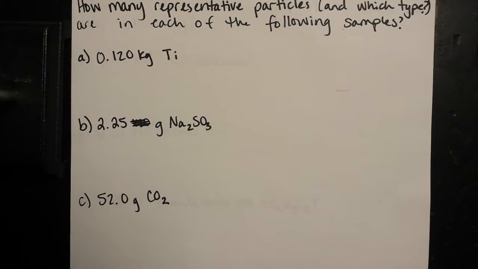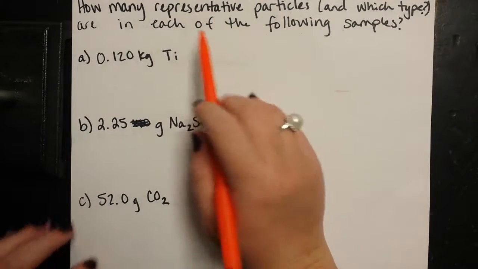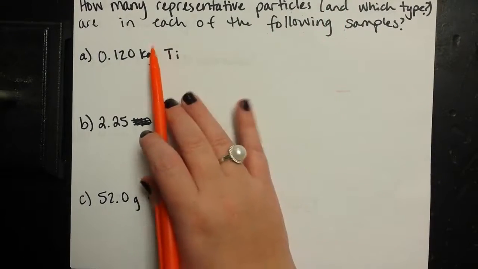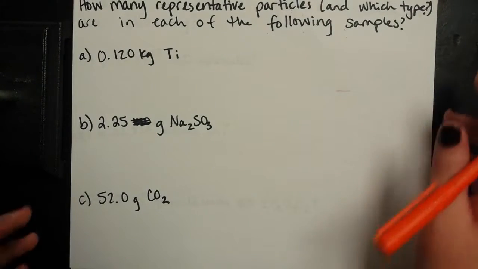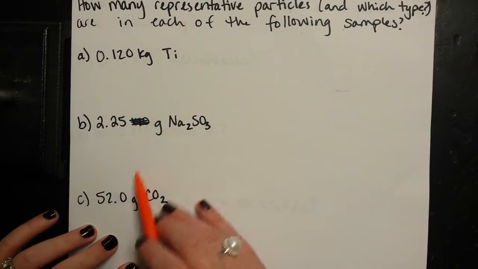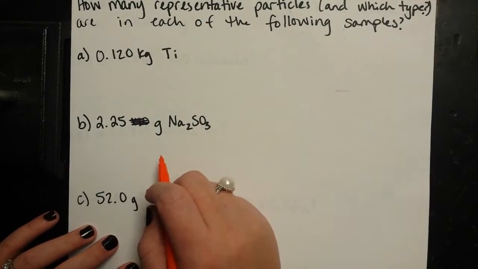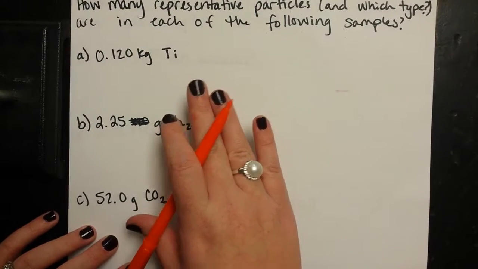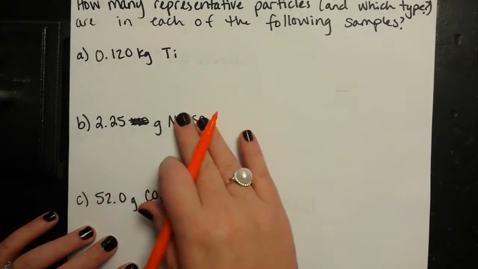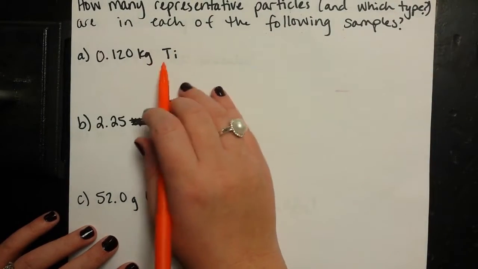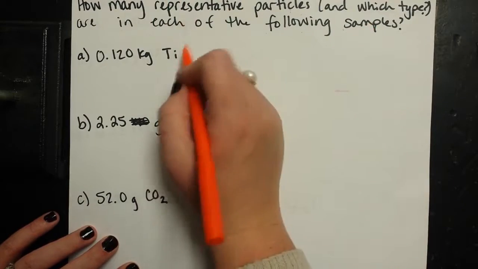So we're going to look at a few problems here that are all going from mass to representative particles. We're looking for the representative particles, including the type of representative particle, in each of the following samples. I notice that I'm given mass, and I can always get from mass to moles by using molar mass. I can get from moles to representative particles by using Avogadro's number. I'm just going to work these out as we go.